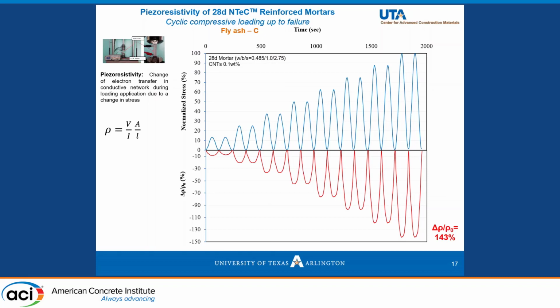Delta R to R0 of 143% was observed at the end of this experiment, and that shows us the ability of this specific specimen to understand the mechanical deformation induced by the compressive loading, which is recorded by the fractional change in resistivity.